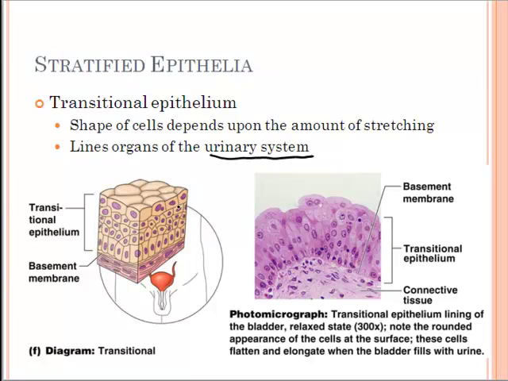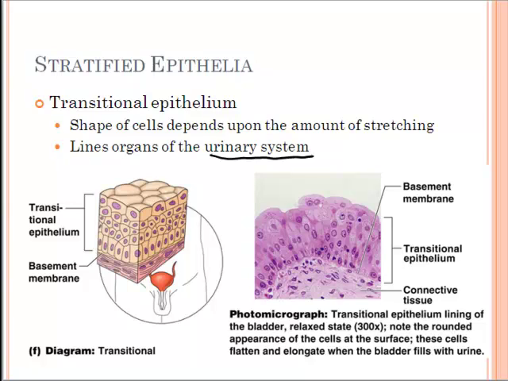And so these cells here, they're all stacked on top of each other, but as that bladder starts to fill, they'll flatten out. So here they look kind of cuboidal. As more and more urine comes in there, they're going to flatten out into very thin cells, and so it allows these cells to expand. So that's just the job of the transitional epithelial.